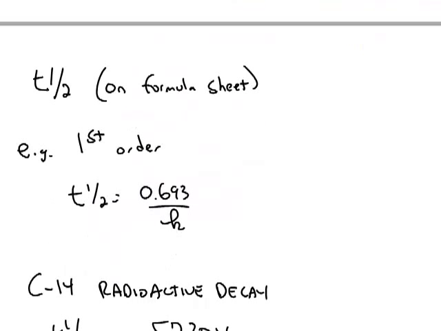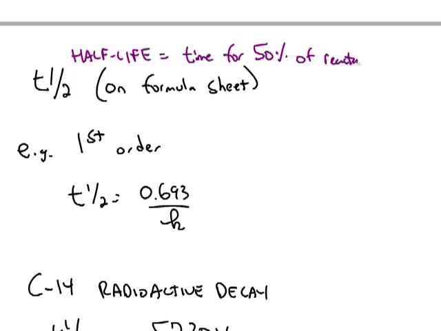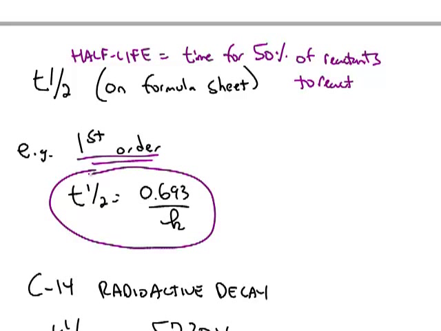A special form of the integrated rate law is called the half-life. The half-life is written T one-half, and the half-life is the time it takes for exactly half of the reactants to react. First order half-life formula is given on your formula sheet. So is zero order, so is second order.